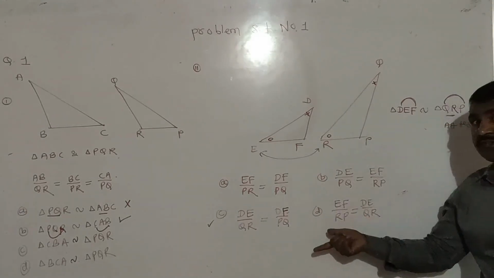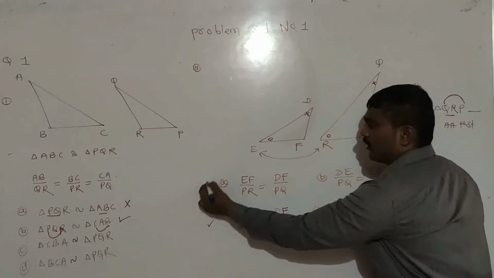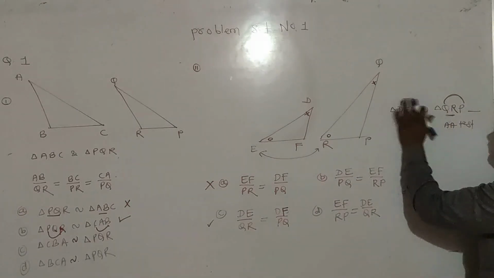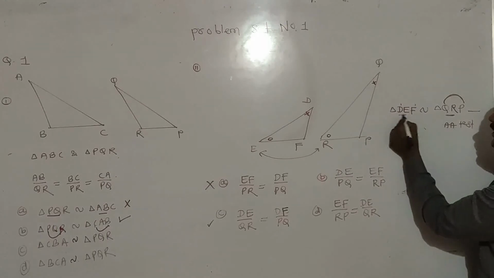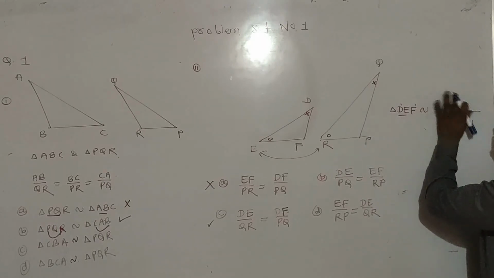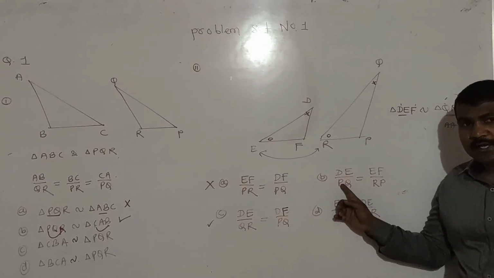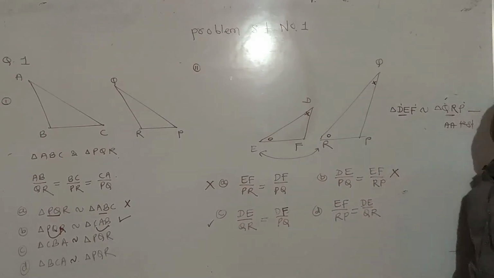You can check remaining option also. This option was wrong. Now here check D के नीचे PQ. When you are checking option number B, when you write DE, what should be below D? Below D there should be QR. Is it written there here? D के नीचे QR दिया है क्या? नहीं है. So option number B is incorrect.